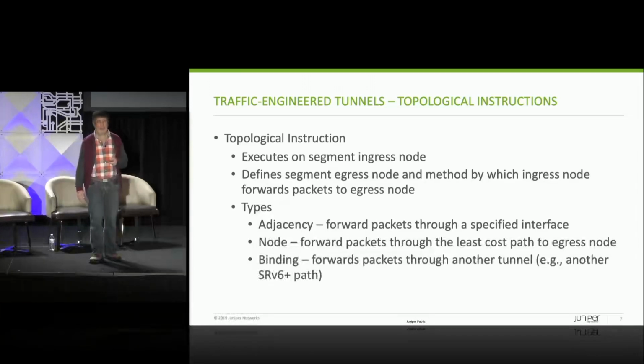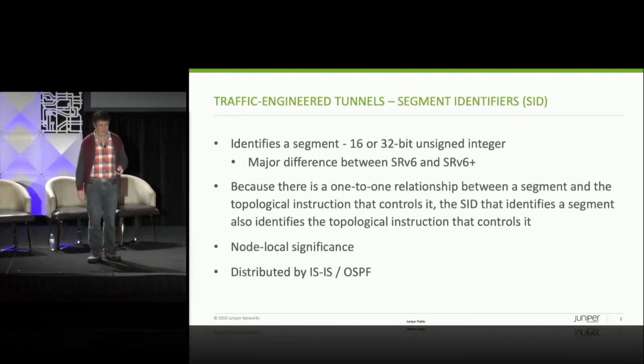And then there's a binding instruction. The binding instruction forwards a packet through another tunnel. It allows segment routing to be applied recursively. Now, we have one more concept to deal with. Segments are identified by segment identifiers. A segment identifier is the thing that shows up in that routing header.